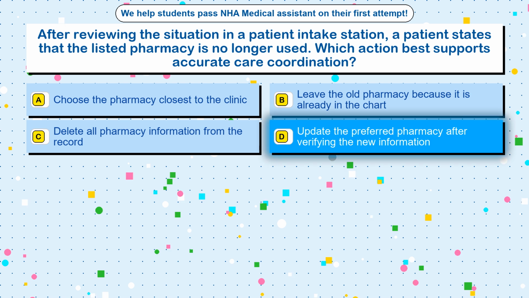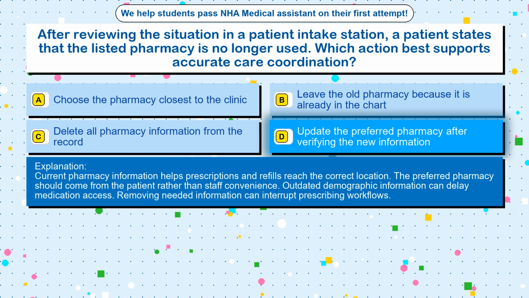The correct answer is option D. Update the preferred pharmacy after verifying the new information. Current pharmacy information helps prescriptions and refills reach the correct location. The preferred pharmacy should come from the patient rather than staff convenience. Outdated demographic information can delay medication access. Removing needed information can interrupt prescribing workflows.